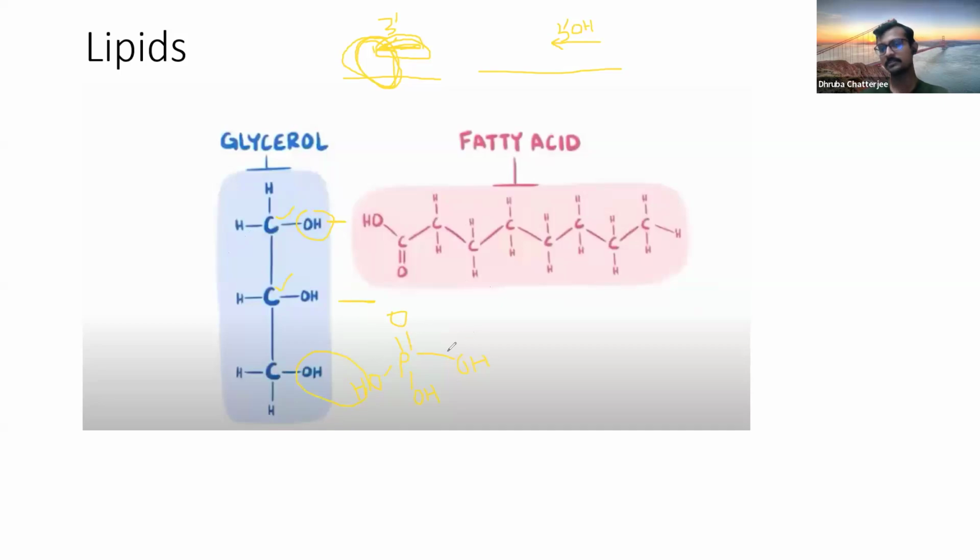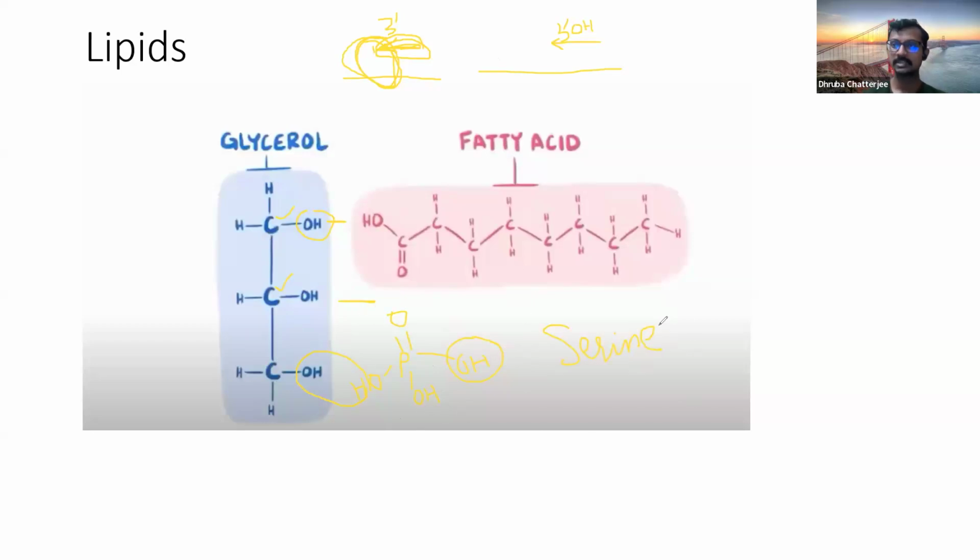And to one OH group of the phosphate moiety, some other residues are added, like ethanolamine or serine, and that gives you the glycerophospholipids, where you have two fatty acid residues, a glycerol molecule, a phosphate group, and then another compound. It can be serine, it can be ethanolamine. That gives you different phospholipids.